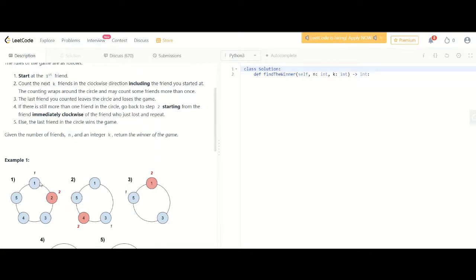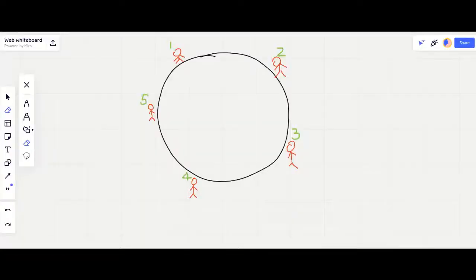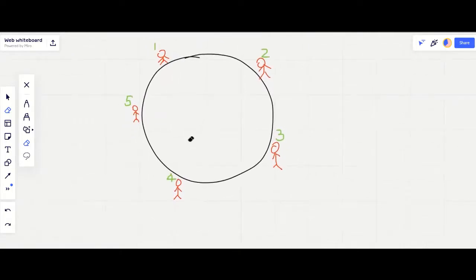Now in this scenario, there's one more thing to note. Once a person leaves the game, the person sitting immediately clockwise of the friend who just left is where the counting starts again. So let's say that we have 5 people, and we are starting from the first person, and my k is 2. We need to keep counting 2 people until all of them are removed and only one is present at the last, who will be the winner.